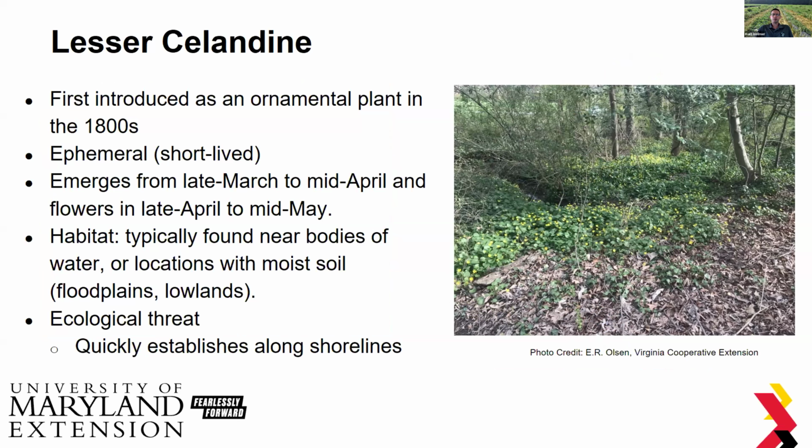One of the problems with this species is it's ephemeral. It's a short-lived plant, so by the time you notice you have it, it may have already completed its life cycle. It emerges in late March to mid-April and flowers in late April to mid-May. Again, very quick life cycle, which makes it difficult to control, especially when you're looking at managing seeds, tubers, and other reproductive characteristics. It's usually found near bodies of water, or in locations with moist soil, and this species does tend to quickly establish along shorelines.